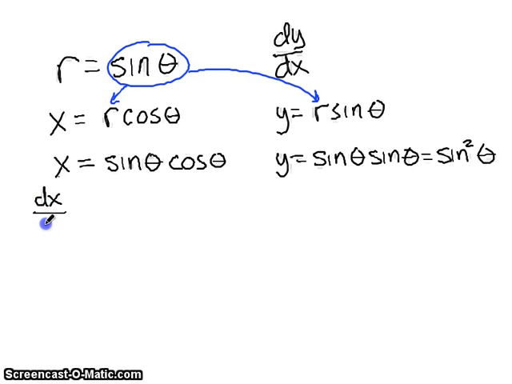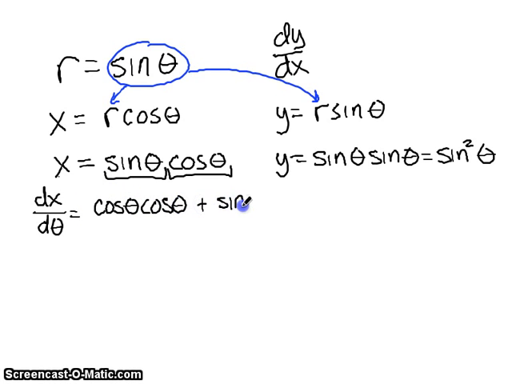So dx d theta would be, well, we have product rule. So the derivative of the first is cosine times the second, which is cosine, plus the first stays the same, so sine, and then times the derivative of the second, so negative sine of theta, which we can simplify into cosine squared theta minus sine squared theta. So that's our dx d theta.